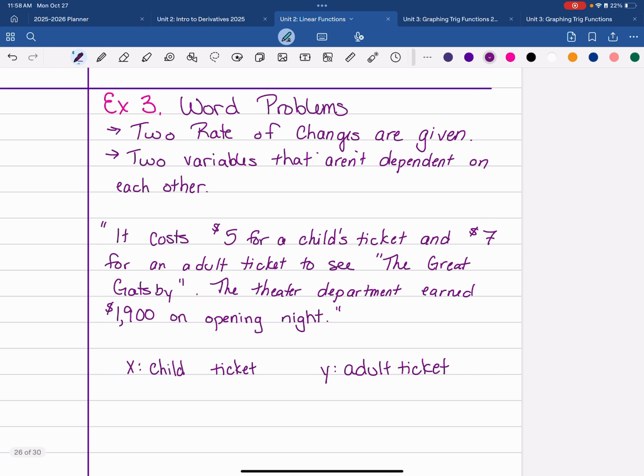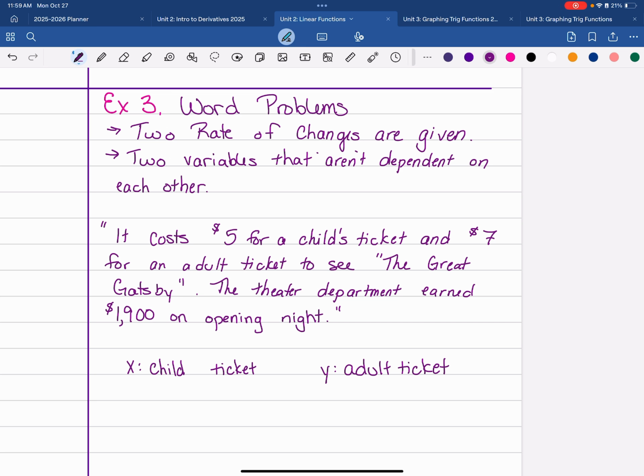Again, the big area that we're going to see these is with word problems. So I put an example on here that you can copy over. It costs $5 for a child or a student ticket to the Great Gatsby and $7 for an adult's ticket to the Great Gatsby. The theater department earned $1,900 on opening night. So what's unique about these word problems is that we're actually given two rates of change. We're given the amount per child's ticket, and we're also given the amount per adult ticket. So we have two different situations going on that are related, but they're not necessarily dependent on each other.